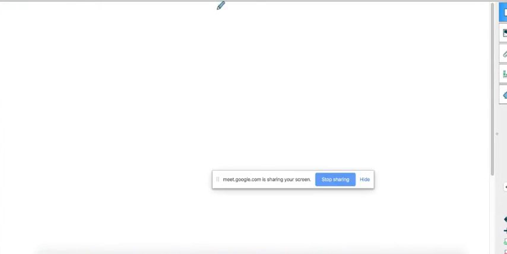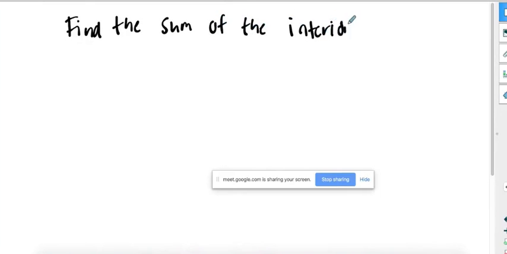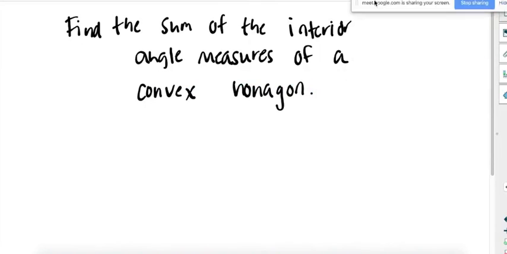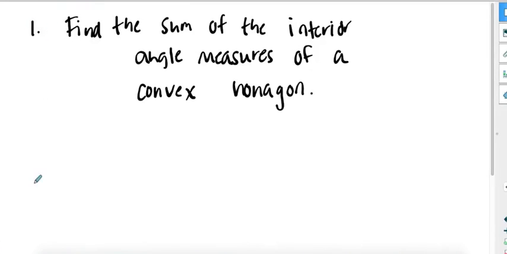All right, you could also see something that says, find the sum of the interior angle measures of a convex nonagon. And then I'll go over here and write one more for you.